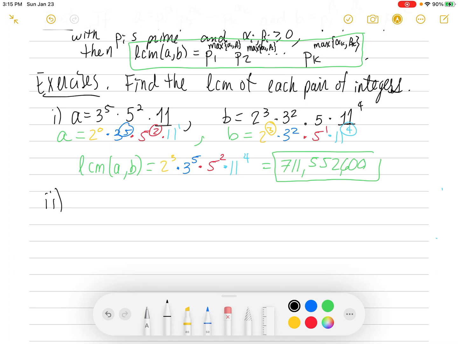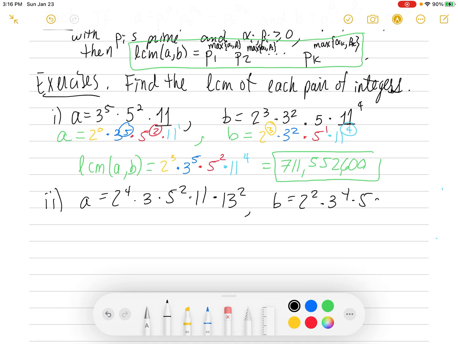Definitely don't want to do that the long way, listing out all the multiples. This shortcut is very nice. Let's do another. a is 2 to the 4th times 3 times 5 squared times 11 times 13 squared.